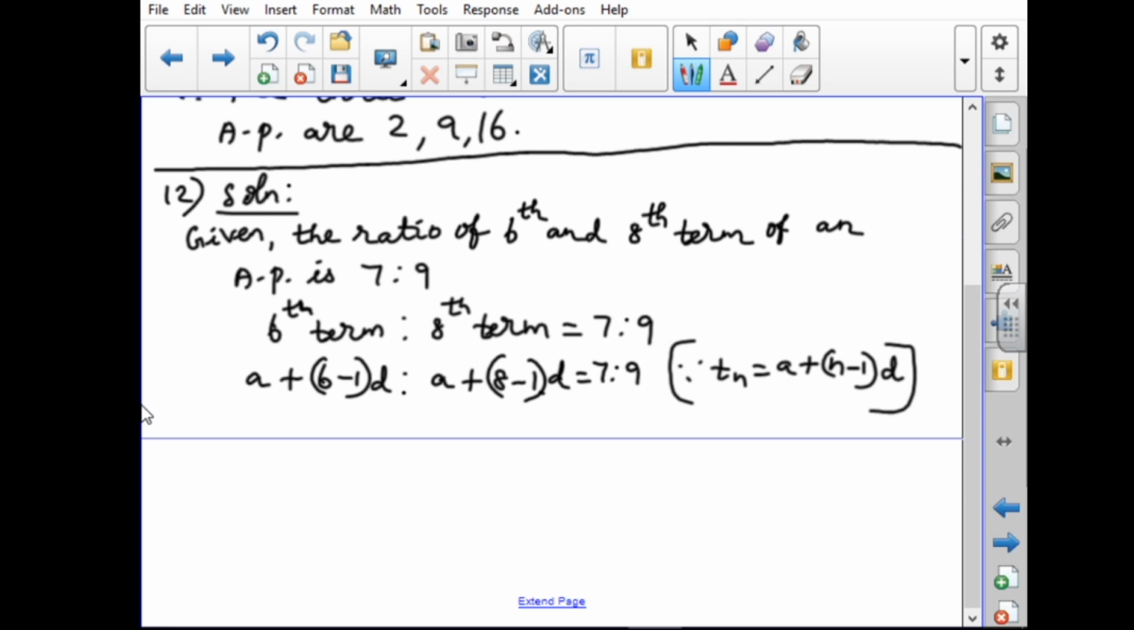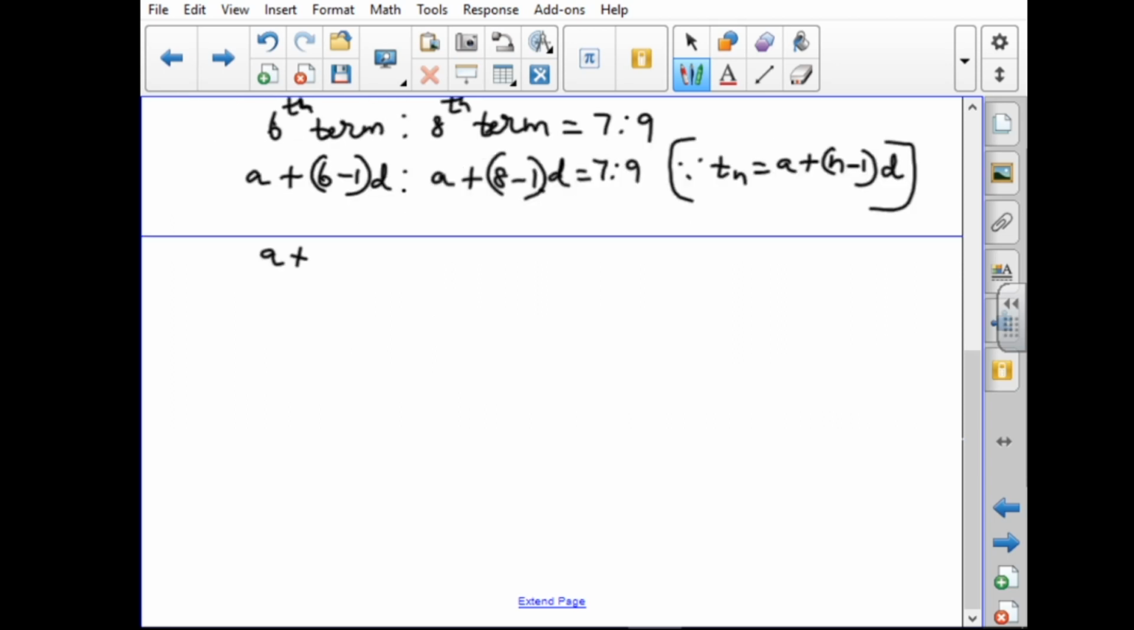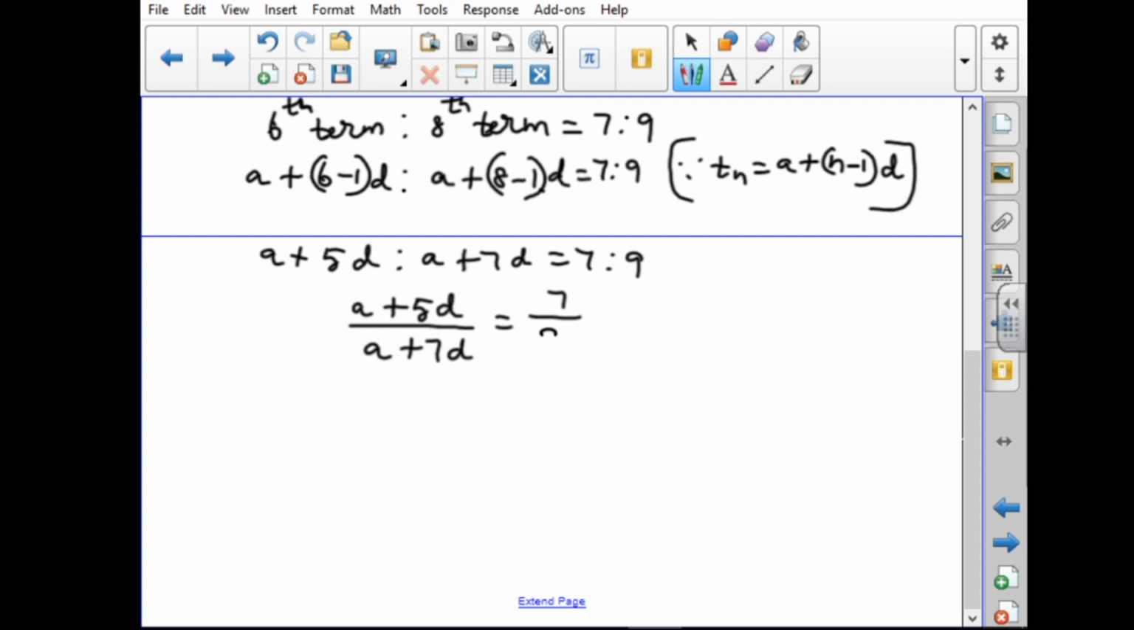a plus 6 minus 1 is 5d, is to a plus 7d, equal to 7:9. The ratio we can write as a fraction. So the first term is the numerator, a plus 5d, and the second term is the denominator, a plus 7d, equal to 7 by 9, also with the first as numerator and the second as denominator. Now how to do the cross product.